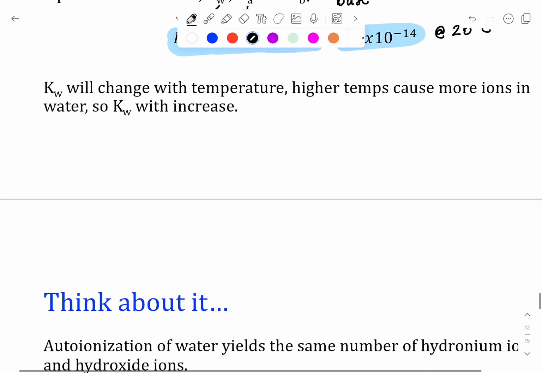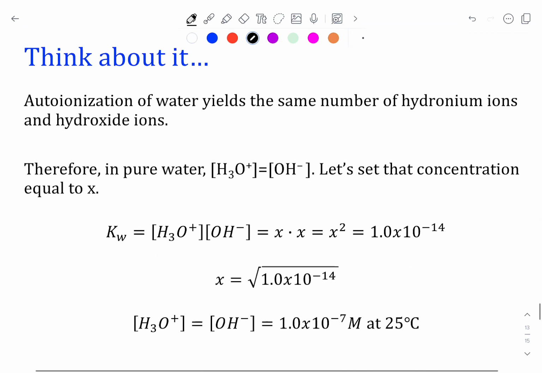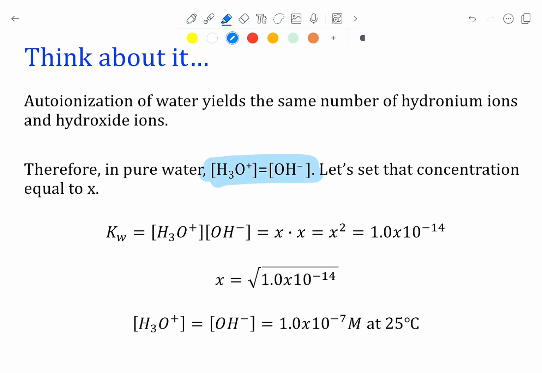So let's think a little bit further on that. Because auto-ionization of water yields the same number of hydronium ions and hydroxide ions, it's a 1-to-1 ratio. If I take 2 waters, I'm going to create 1 hydroxide and 1 hydronium. That tells us that in pure water, when I have just water in solution, so not necessarily everything in your water bottle, but let's think more theoretically that all you have is pure water, we have equal concentrations of H3O+ and OH- ions in that solution. So those concentrations are equal to each other.